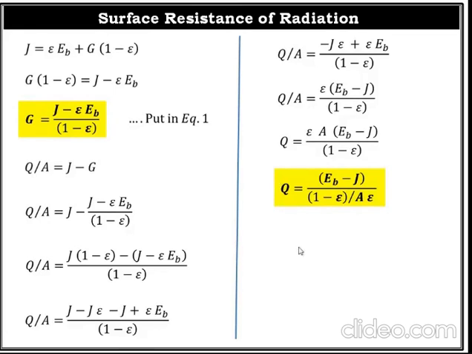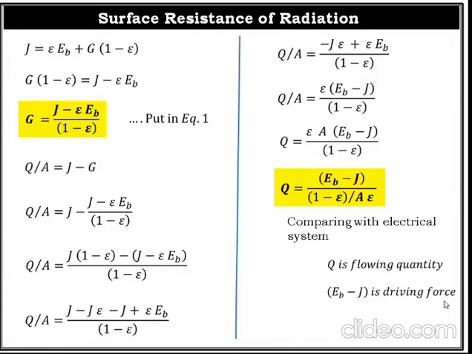The electrical system has an equation: current is equal to dV upon resistance, correct? So current is a flowing quantity, here Q is a flowing quantity by radiation. dV is the potential difference which is causing the flow of current, that is the driving force. Here EB minus J is the driving force. Because of this difference, there is radiation, a rate of heat transfer.